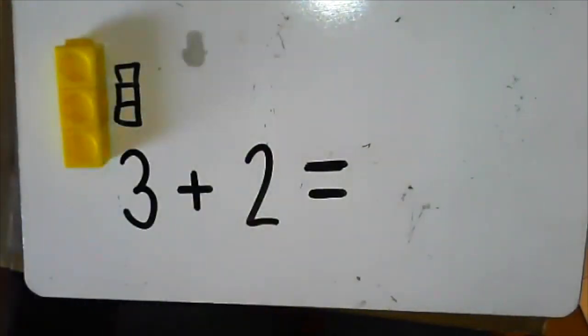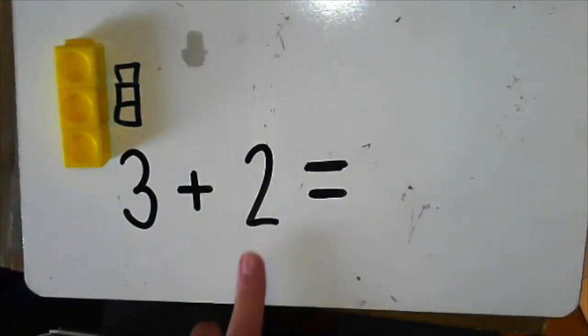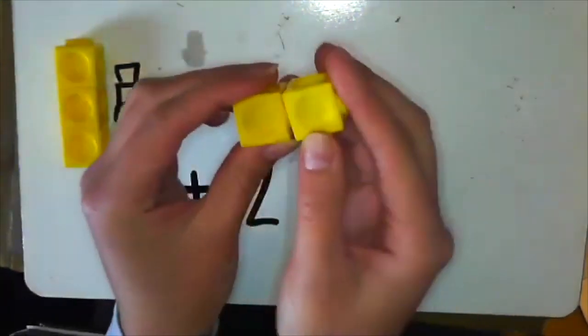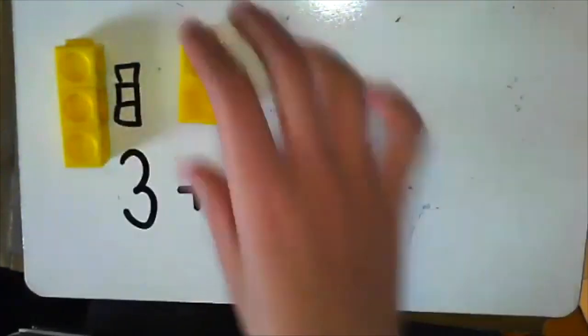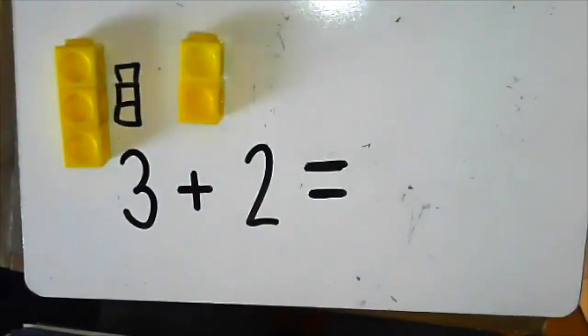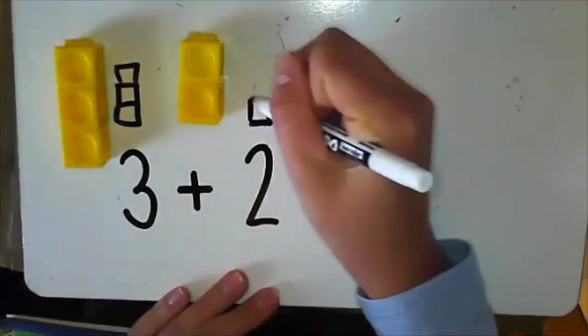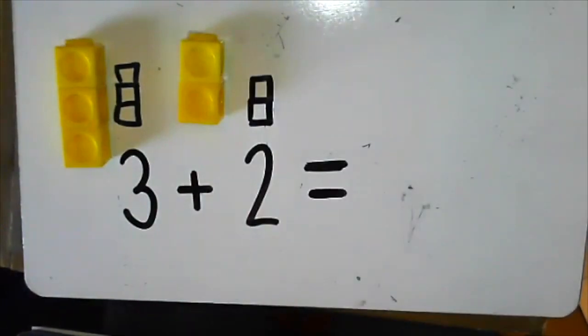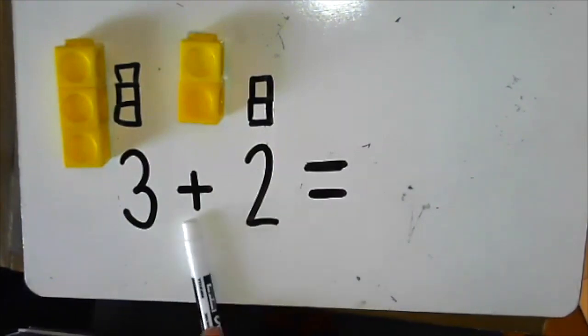Now, I want you to use your cubes to make a line, a snake of 2 cubes. 1, 2. Do it with me. Let's draw them. 1, 2. Now, this addition sign means we're putting them together. 3 plus 2. 3 and 2 together.